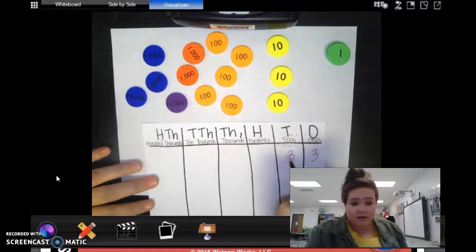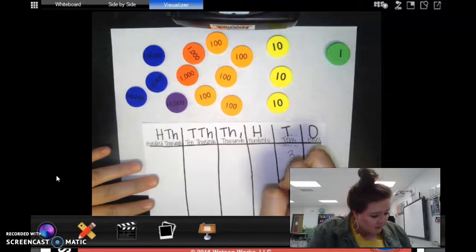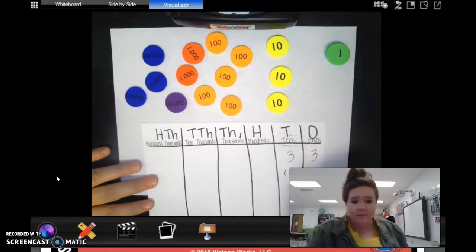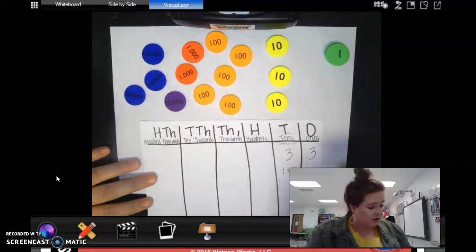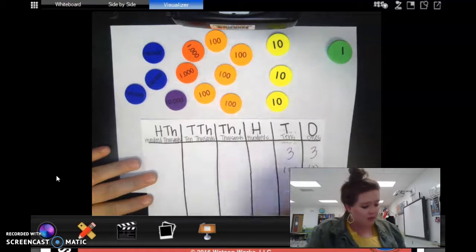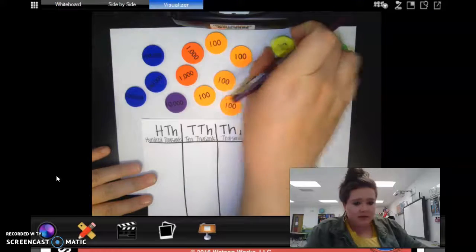Now, what is the value of this number? The value of this number is not 3. The value of this number is 30. The value of this number, though, is 3 because it's in the ones place value. So then I'm going to stack those because I'm done with them.